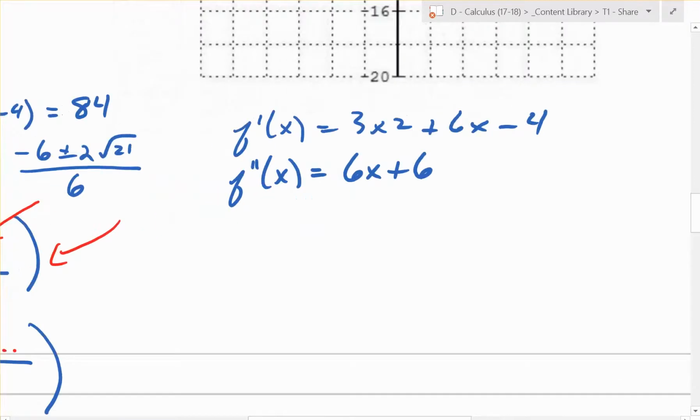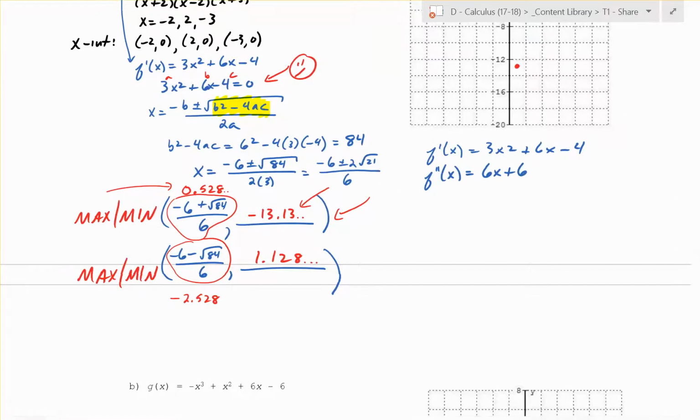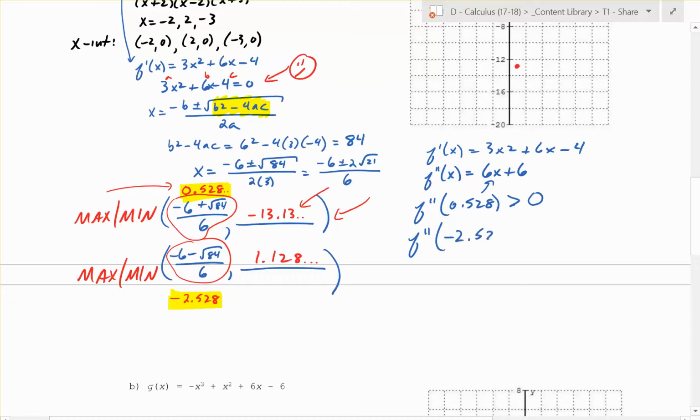And then what we're going to do is take our values that we found here, these two values, the 0.528 and the negative 2.528. So we're going to do f double prime of 0.528, plug that into the second derivative. And when you plug that in, you know that that's going to be greater than 0. 6 times that number plus 6 is definitely going to be greater than 0. And we know that f double prime, if we plug in negative 2.528, is going to be less than 0.